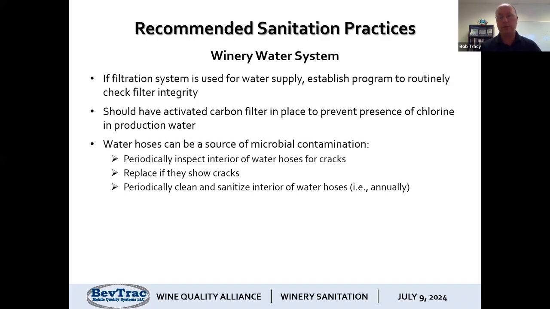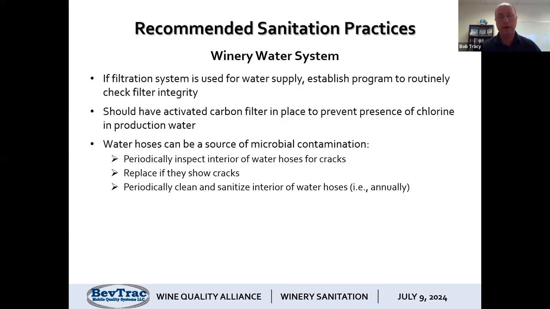Water hoses can be a source of contamination. So when I do the audits at wineries, I always check the water from the facility. And I find a lot of contamination in the water from hoses. So I always collect water from the hose, not the actual water drop. And so you want to periodically inspect the interior of the water hoses for cracks and replace them if they show cracks.